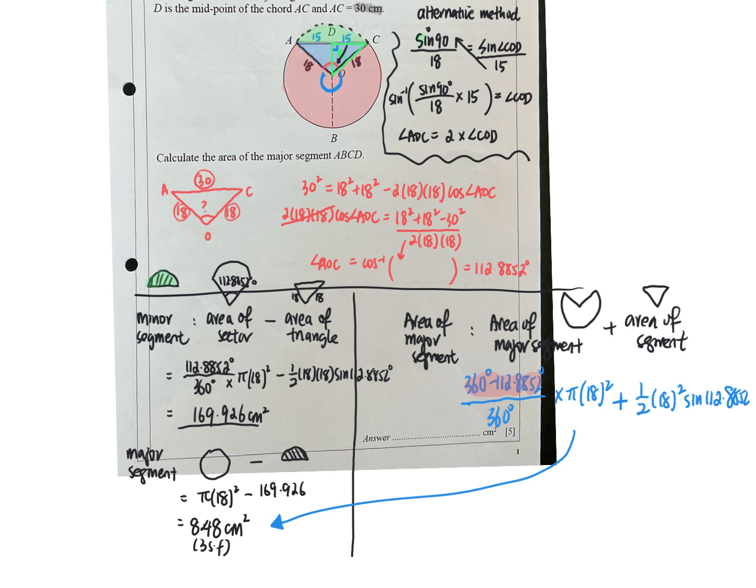Okay, so I'm showing you both methods so that actually for one question you can use many ways to find the answer. So this is method 1. This is method 2. Both methods are equally good.